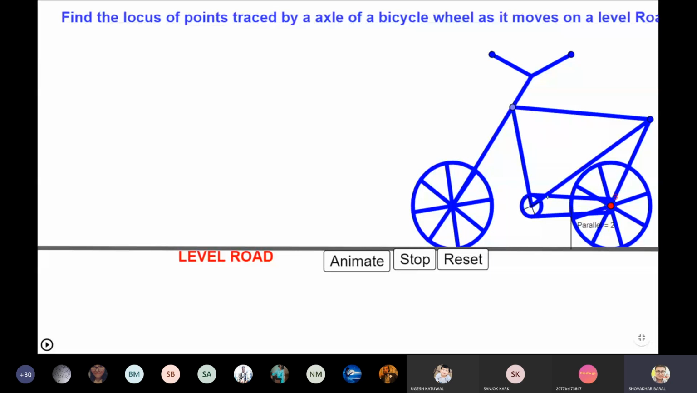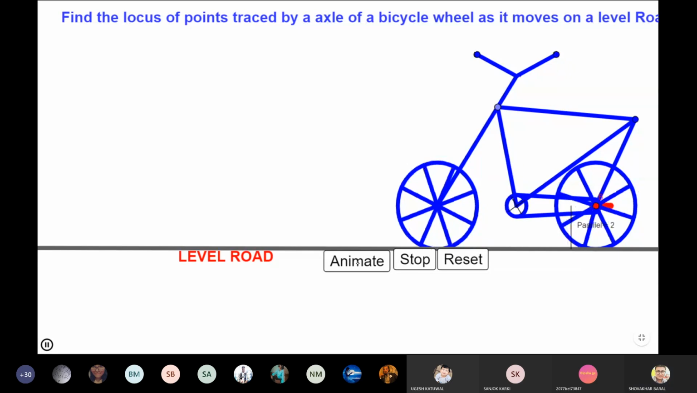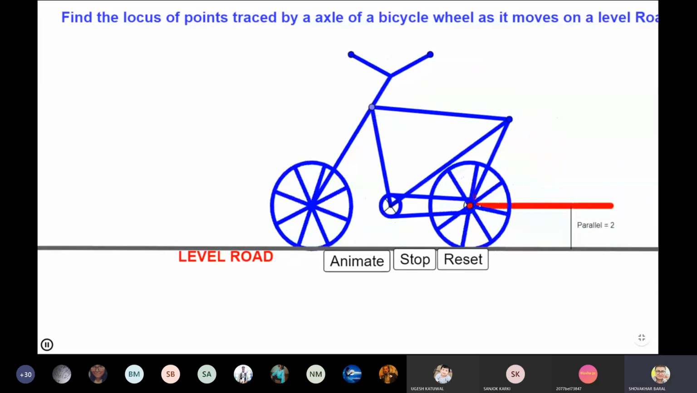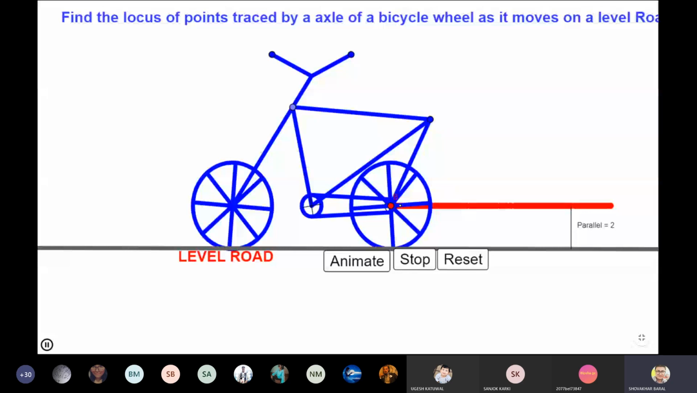So let's animate. Find the locus of a point traced by the axle of a bicycle wheel as it moves on the level road. This is the axle of the cycle. When it moves, what kind of path will it make? If you see only this particular point, this is the real mathematics. I am focusing only on this point of the axle.